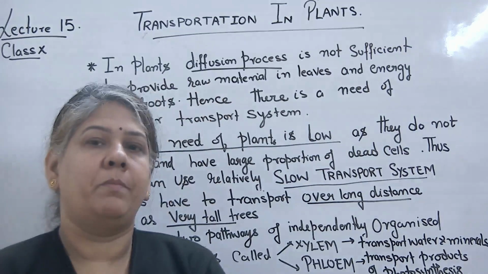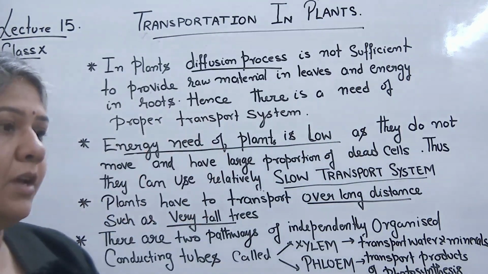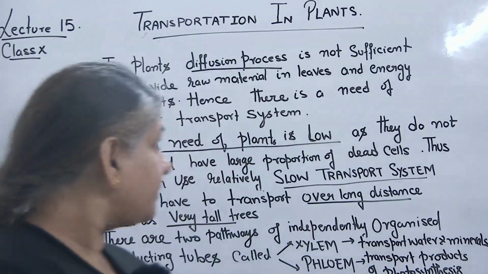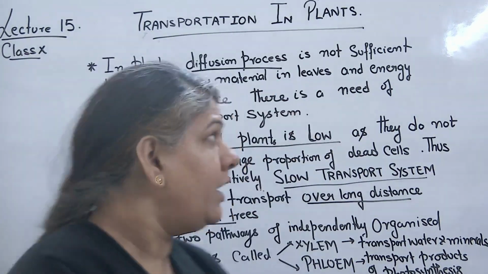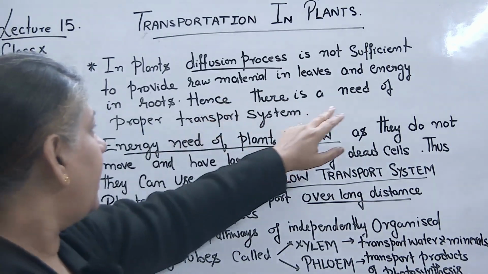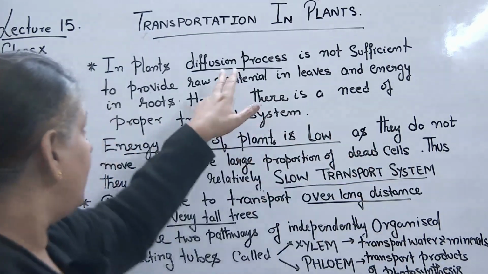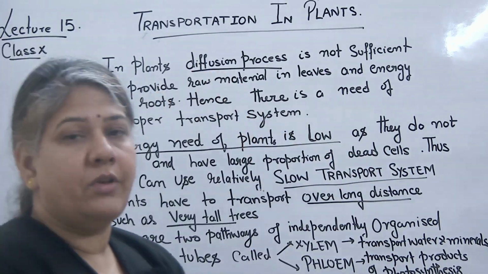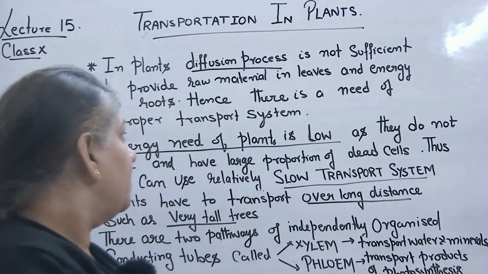I am Shalja Tripathi and today's topic of discussion is transportation in plants. See, in plants, the diffusion process is not sufficient to provide raw material in leaves and energy in roots. Hence, there is need of a proper transport system. The reason diffusion is not sufficient is that this process is very slow.